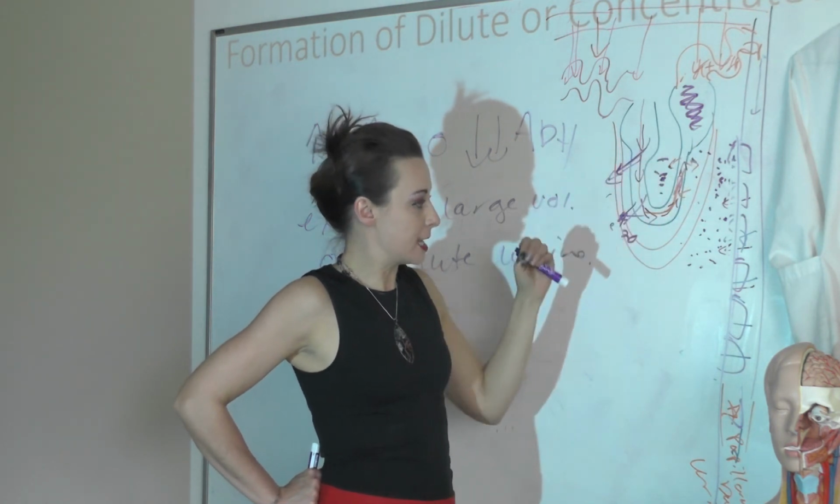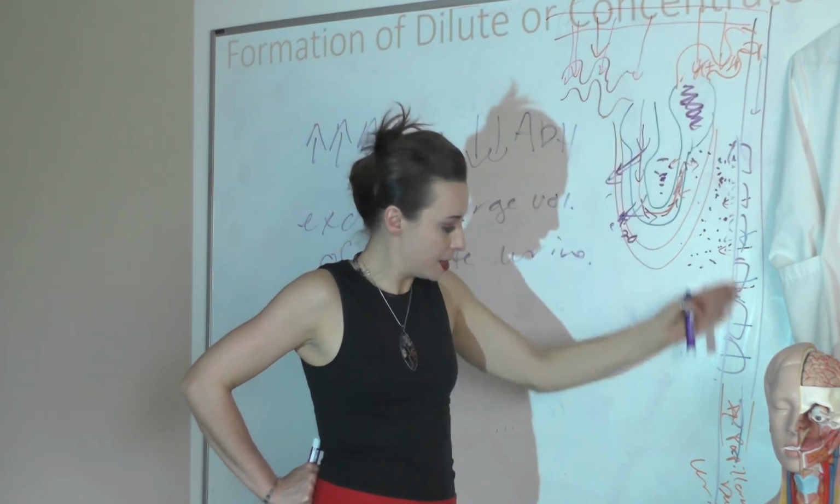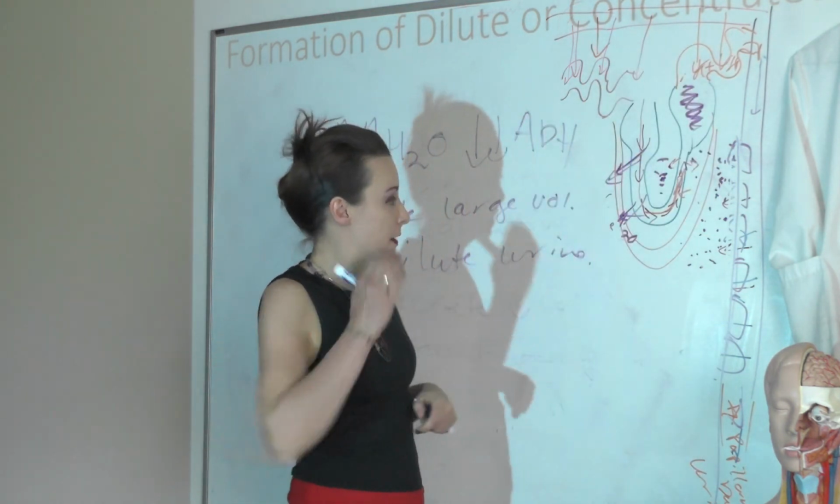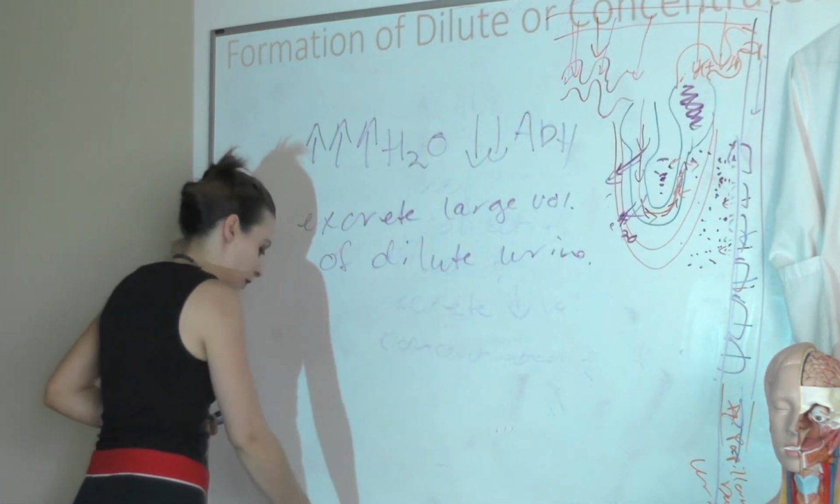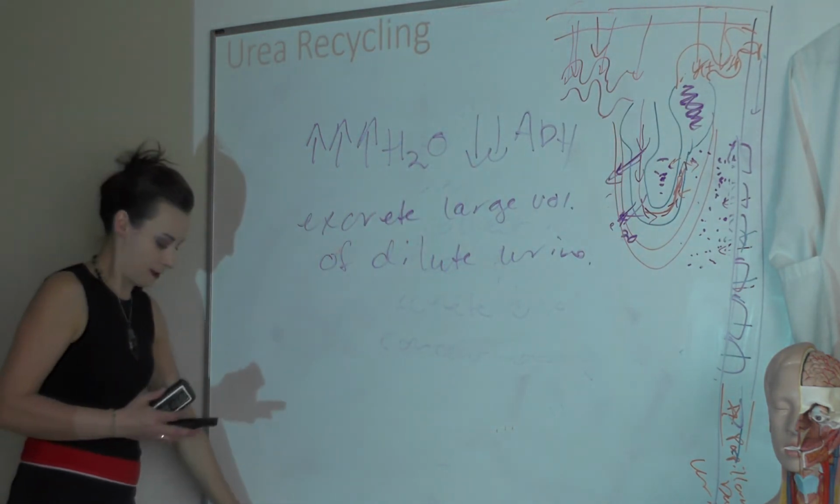If I have no antidiuretic hormone, then I'm going to be pulling out all that water and peeing out very dilute, large amounts of dilute urine. All right, good deal. We're almost done.